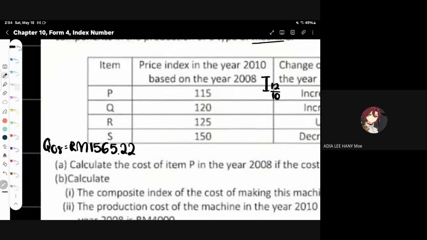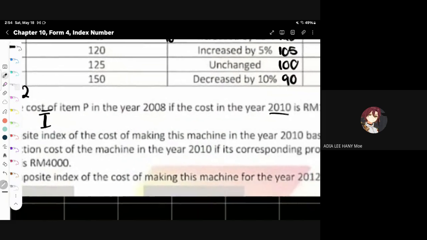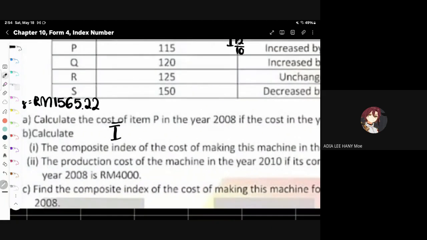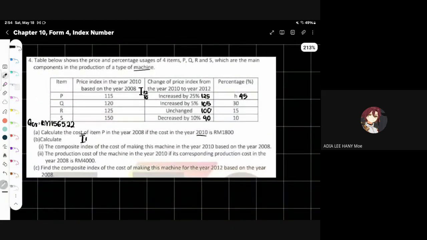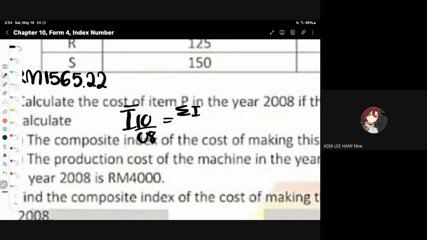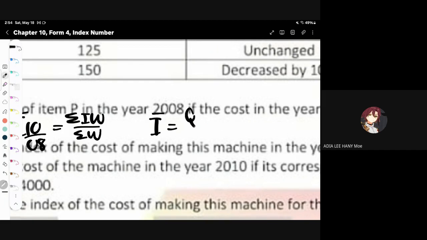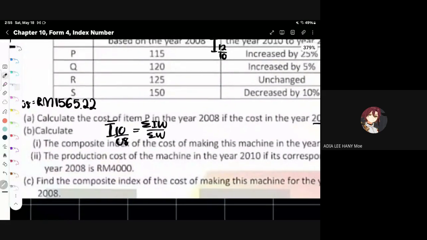So that is the easy part. Now calculate the composite index. They already know: composite index, I dash, of the cost of making this machine in the year 2010, based on the year 2008. So I dash 2010, 2008. Remember, we only use the formula I equal to Q1 over Q2 times 100, the I formula, if they give you the value of price or the value of Q. But did they give you the value? No, they just ask for the composite index.